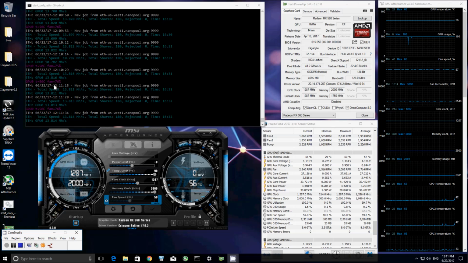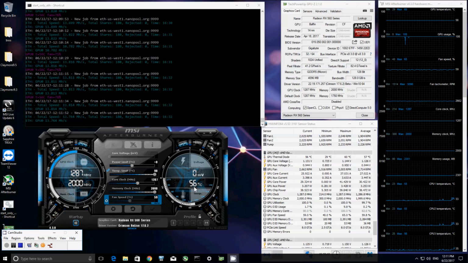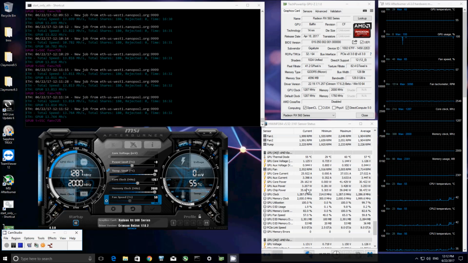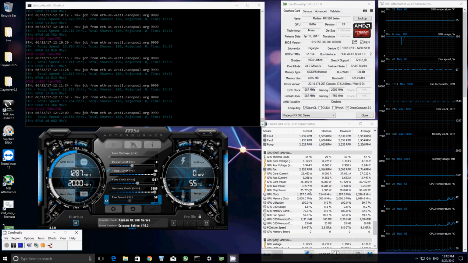Now, after modding, you see on the screen that this is the RX 560, and it's yielding about 13.8 megahashes, which is not too bad. We've overclocked the memory to 2000 megahertz, and this is as good as it's going to get. Power consumption wise, it really didn't consume any more than the standard clock with the unmodded BIOS. So that's good news. But yeah, that's about it.